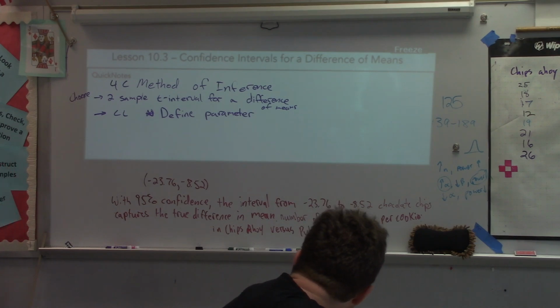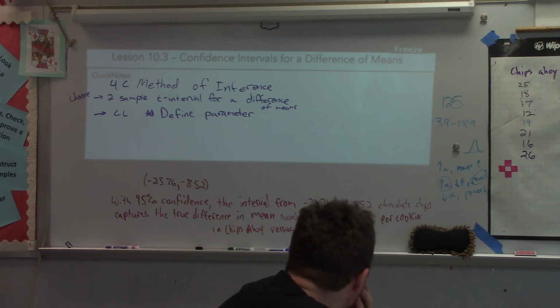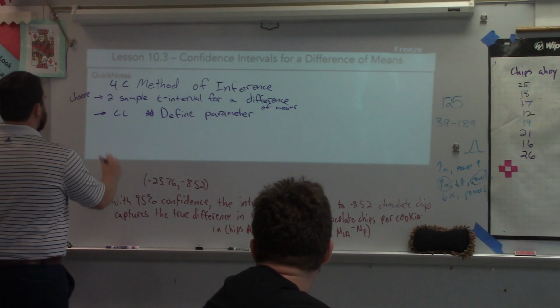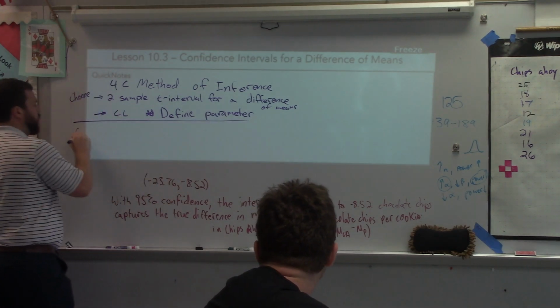I think it flows better. But if you want to do mu 1 minus mu 2 is the true mean difference in blah blah blah, you can. Alright, so choose. Be careful with this next part.